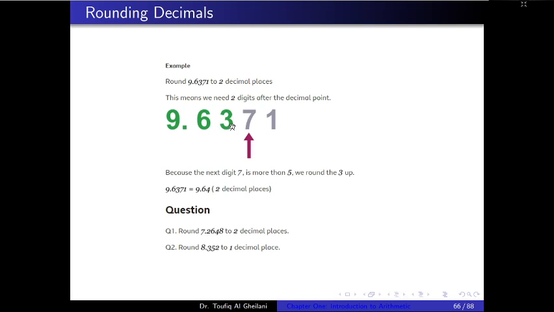So we look at the next digit after 3, which is 7, so it is more than 5. Because the next digit is 7, more than 5, we round up the 3, so we add 1, and we get 9.64, to two decimal places. You can do this by yourself.